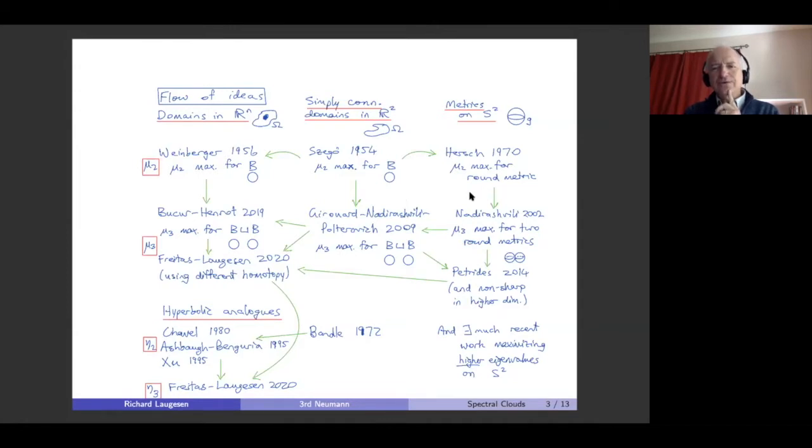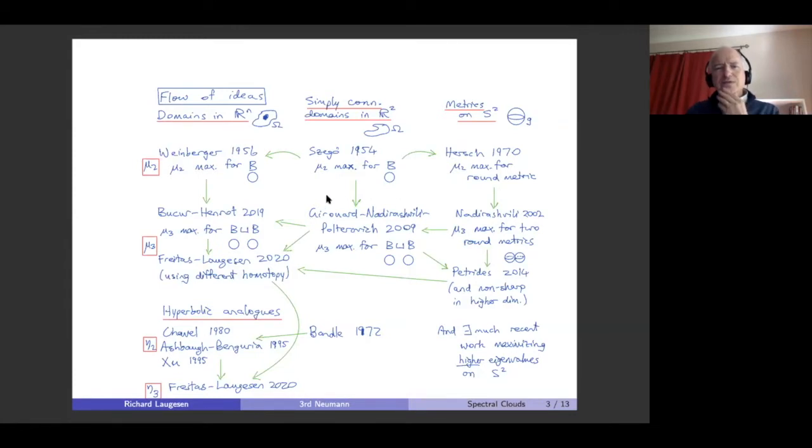Okay, so what were some of the ideas here? The idea that Nadirashvili introduced was an idea of folding. He phrased it in terms of folding the metric, or folding the mass density associated with the metric, across a spherical cap boundary on the sphere, which Girouard, Nadirashvili and Polterovich transformed into reflecting across a hyperbolic cap boundary in the disk. So we now got this idea of folding.